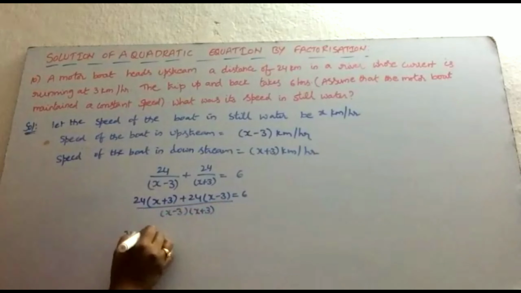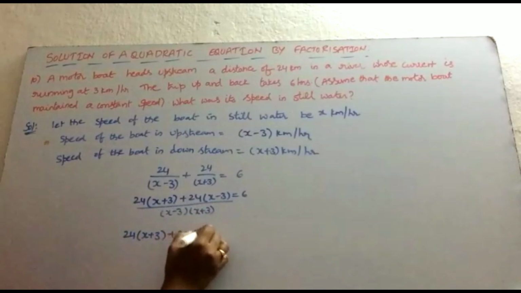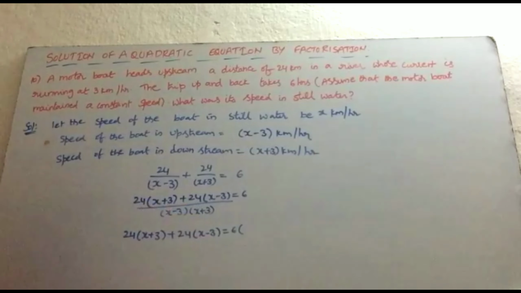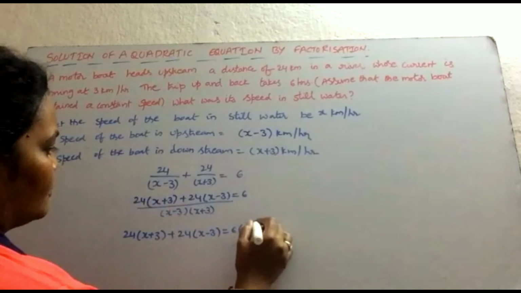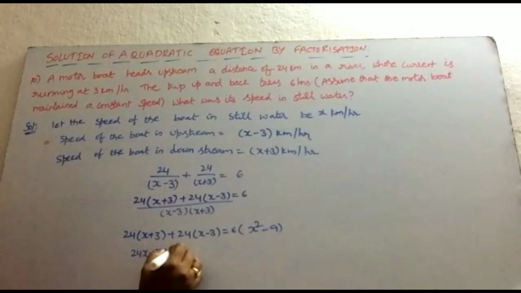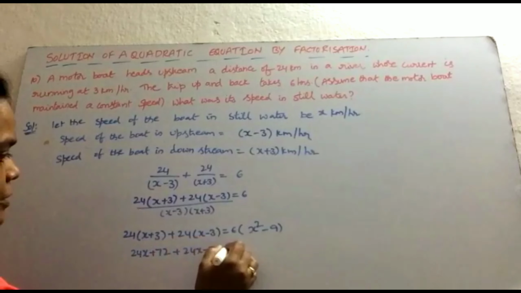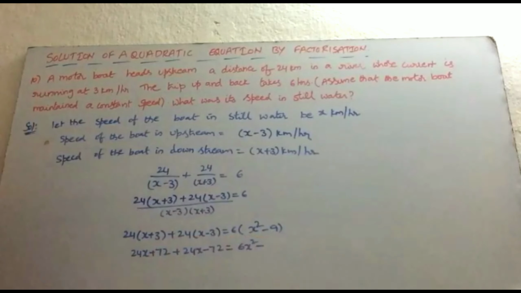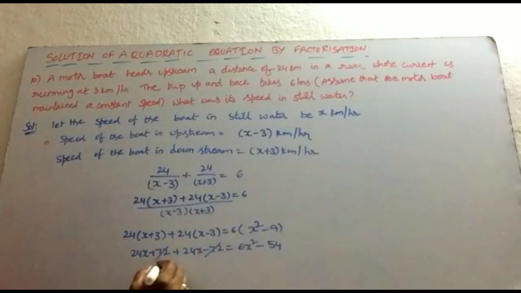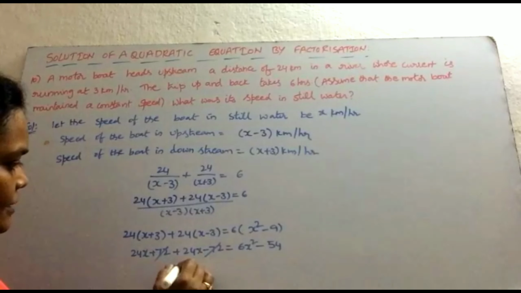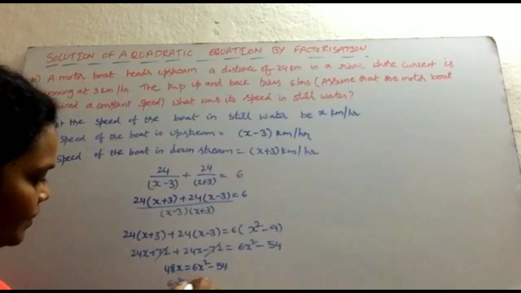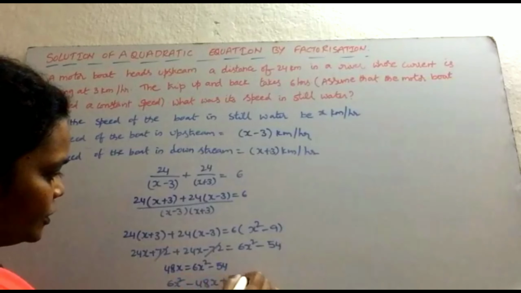So 24 into x plus 3 plus 24 into x minus 3 equal to 6 into, this is a plus b into a minus b, that means a square minus b square. So x square minus 9. So 24x plus 72 plus 24x minus 72 equal to 6x square minus 54. Now plus 72 and minus 72 get cancelled. So 24 plus 24, 48x equal to 6x square minus 54. Now 6x square minus 48x plus 54 is equal to 0.